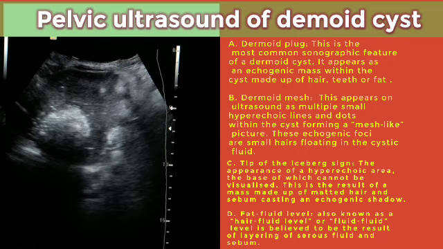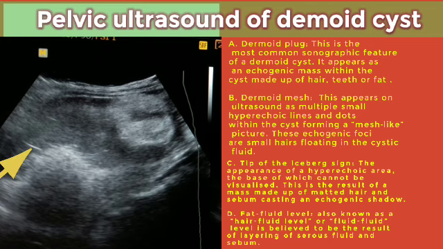A dermoid plug is the first one. It is the most common sonography feature of a dermoid cyst. The arrow is pointing at the dermoid plug, which appears as an echogenic mass within the cyst that is made up of hair, teeth, or fat, and you can see the posterior acoustic shadows behind the dermoid plug.